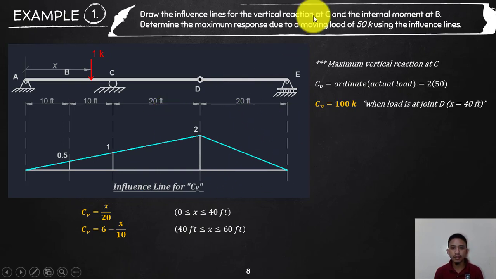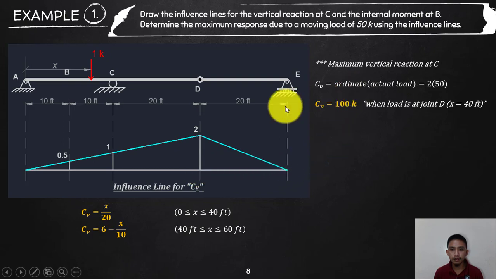Therefore, our next problem involving CV is to get the maximum response due to 50 kips. So the maximum response is the maximum vertical reaction at C. All you need to do is read the ordinate. Where is the maximum? Of course, by merely looking at this, your maximum is 2. So the maximum is 2.